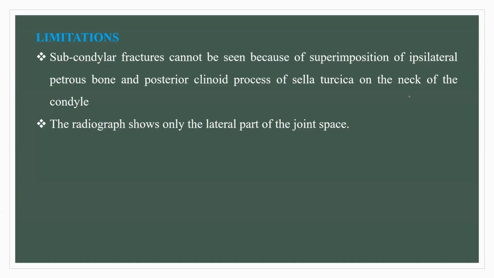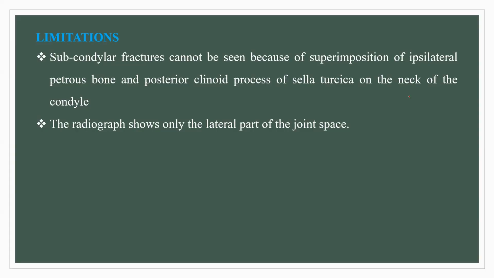So what are the limitations? The subcondylar fracture cannot be seen because of the superimposition of the ipsilateral petrous bone and posterior clinoid process of the sella turcica. They are meant to say that there is a superimposition happening over this view from the ipsilateral petrous bone and also the clinoid process of the sella turcica.